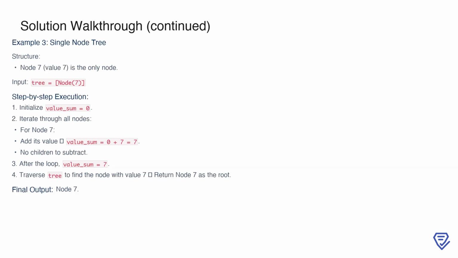For the last example, we consider the simplest case, a single node tree. Here, the tree consists of just node 7, with the value 7, and no children. The input for this tree is an array containing only this node.